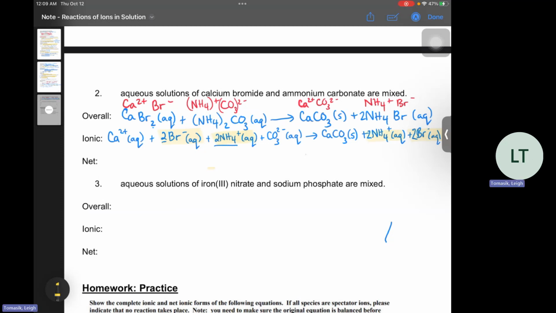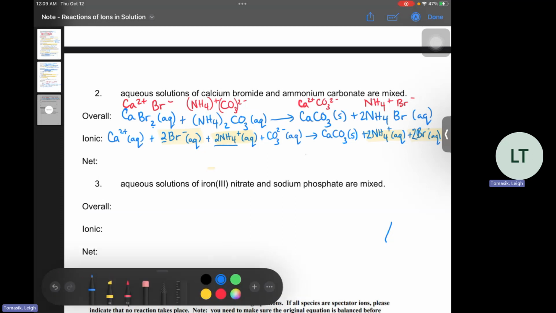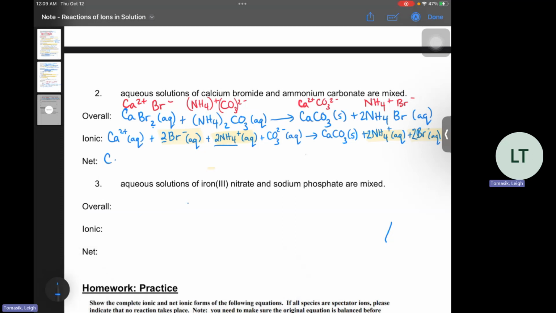Ammonium is also a spectator ion. So when we go to write the net ionic equation, we have Ca2 plus, aqueous, plus CO3 2 minus, aqueous, makes CaCO3 solid. So we only have the ions that make up the precipitate. Let's try a third one.